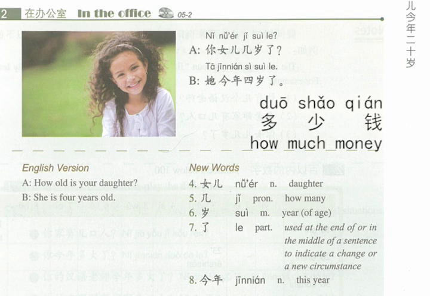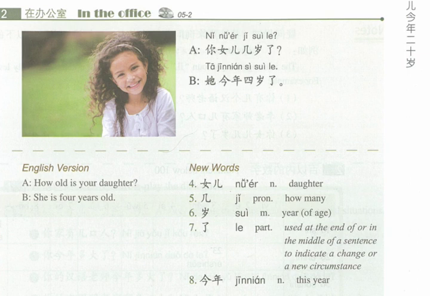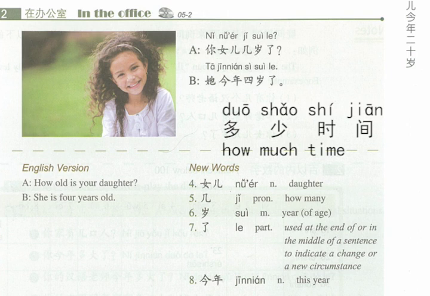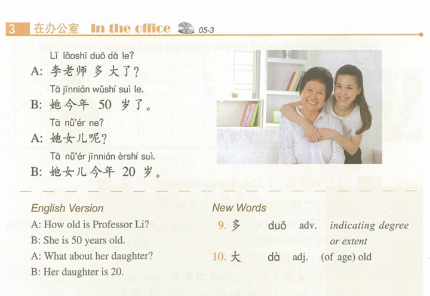What about you want to say how much time? Maybe in a sentence like how much time do we have? But let's only talk about how much time, this phrase. You can say 多少时间? 多少时间? Now let's study conversation number 3. In the office, 在办公室，办公室, that's office.